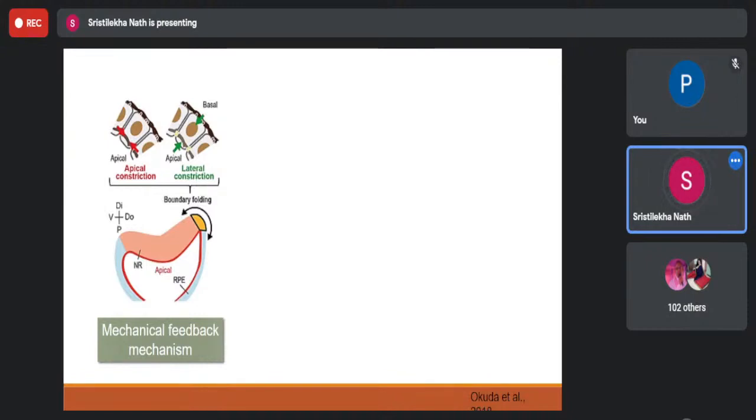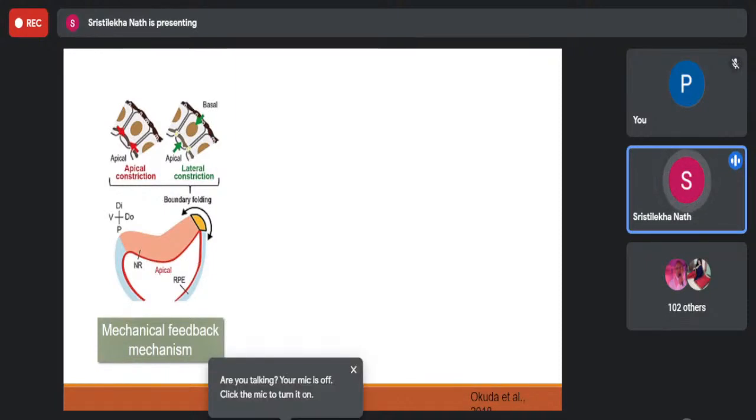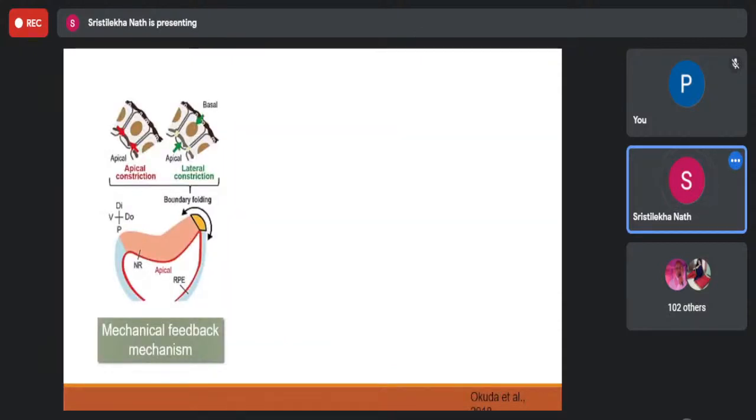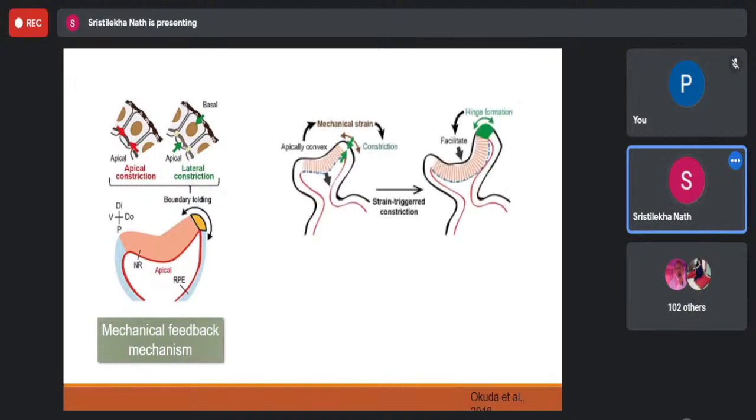And they found that the boundary folding that I was talking about as the angle flexure part in phase 3 is recapitulated in this vertex model as well, and found that boundary cell folding was due to the apical constriction and lateral constriction. Okay, we will talk about what apical and lateral constriction are.